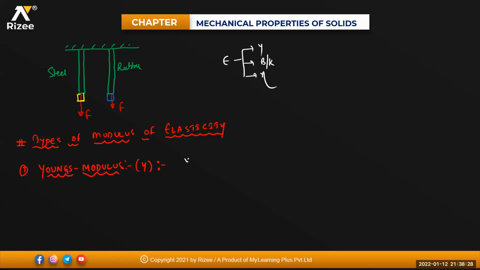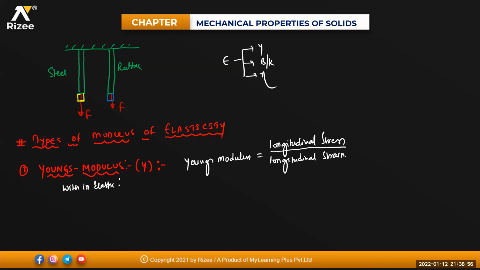So, Young's modulus is nothing but Young's modulus is equal to longitudinal stress divided by longitudinal strain. This one is within the elastic limit, beta. Within the elastic limit, Young's modulus is equal to longitudinal stress divided by longitudinal strain.